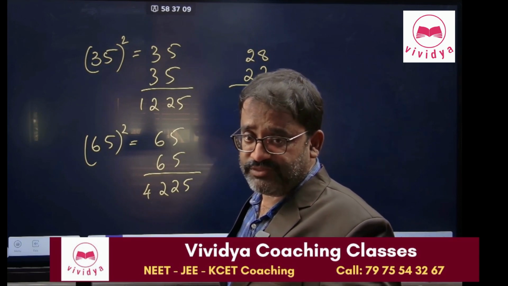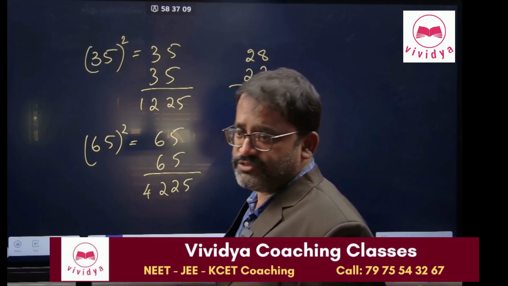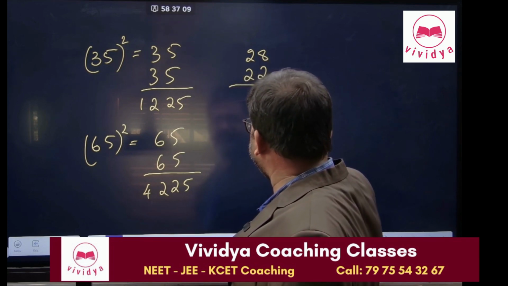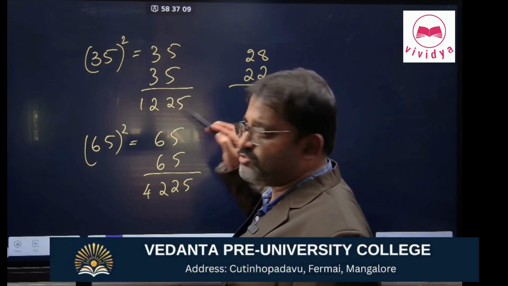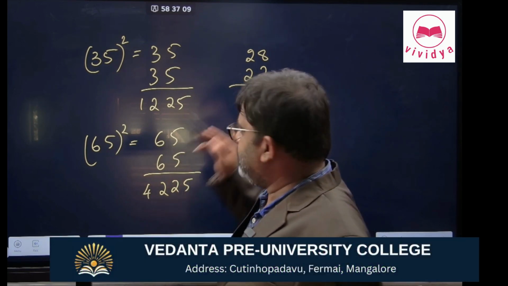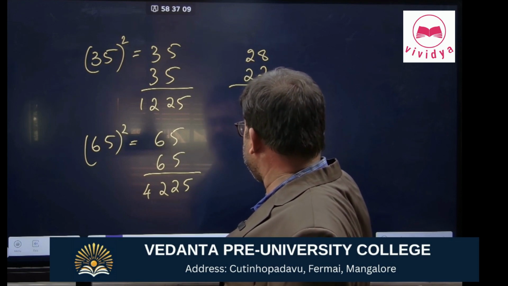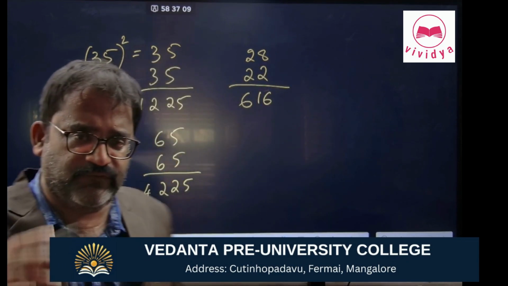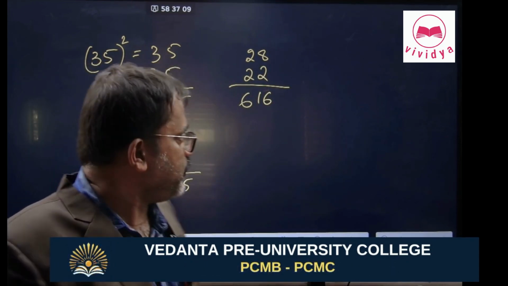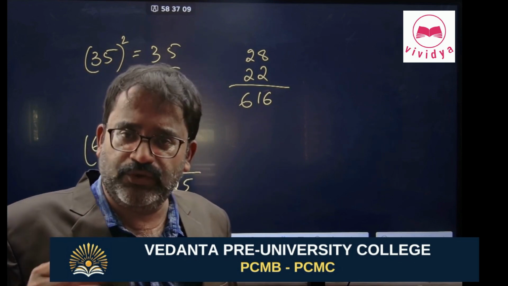Now can I use this method? Definitely. So what should I do initially? 8 times 2 gives me 16. 2 plus 1 gives me 3. 3 times 2 gives me 6. So the answer is 616 for the multiplication of 28 and 22.